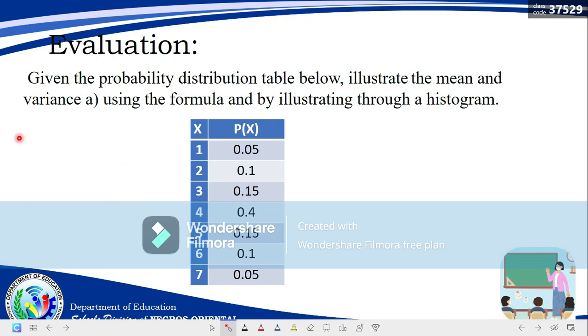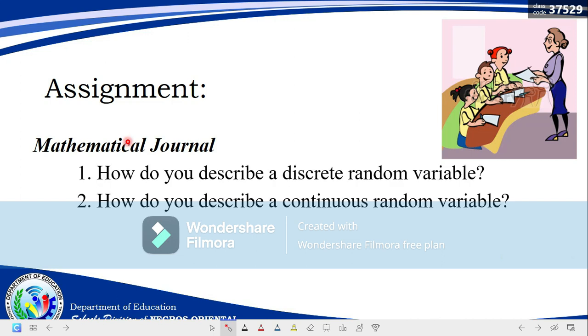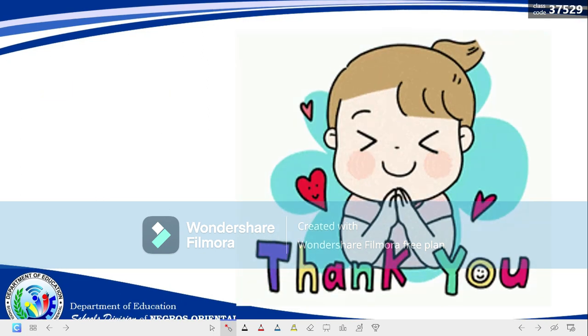Okay, so I hope that you learned from our day 2, and your assignment will be answering the following. How do you describe a discrete random variable? How do you describe a continuous random variable? But you know this already, so just simply recall and write your answers in your math activity notebook. Now let us proceed to the last discussion.